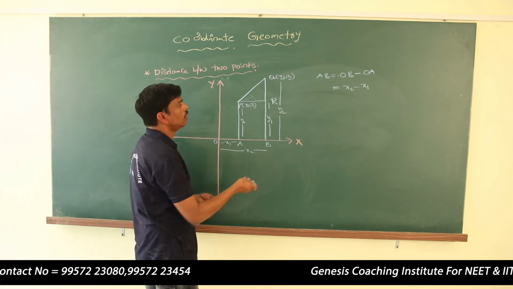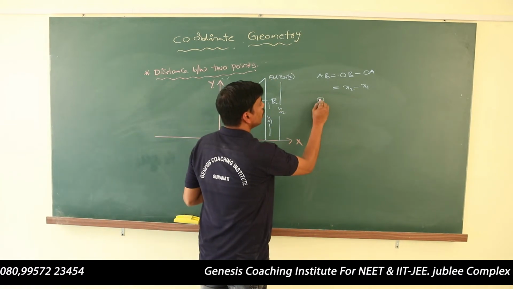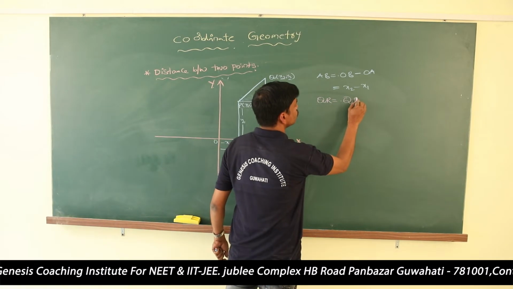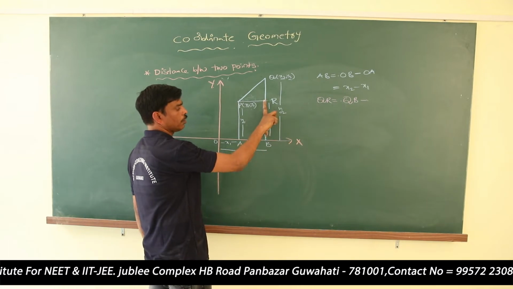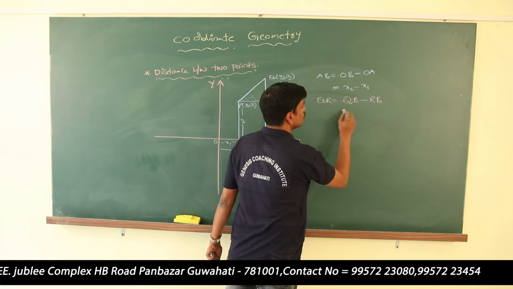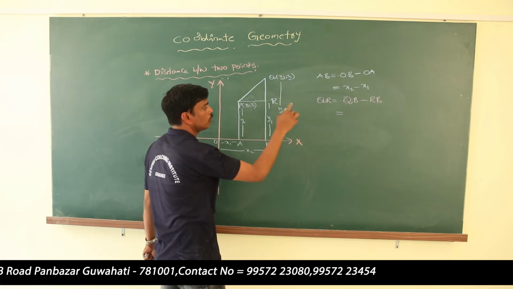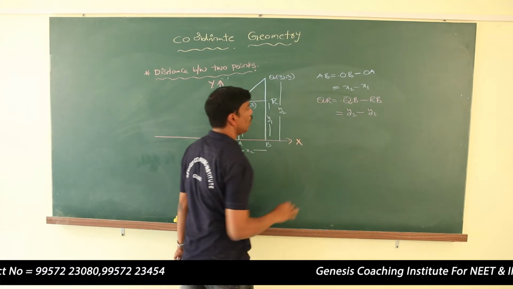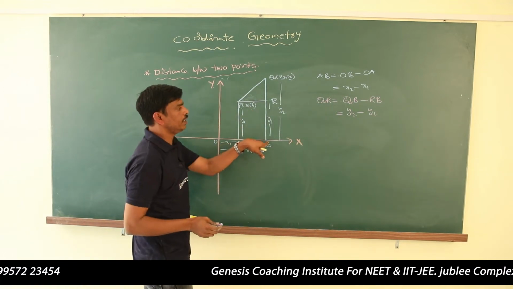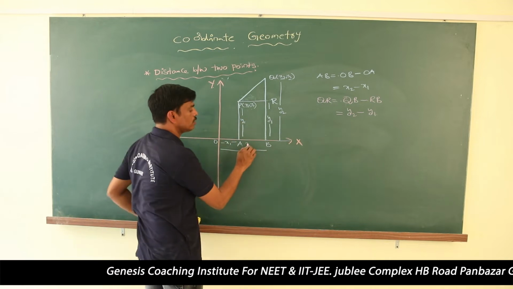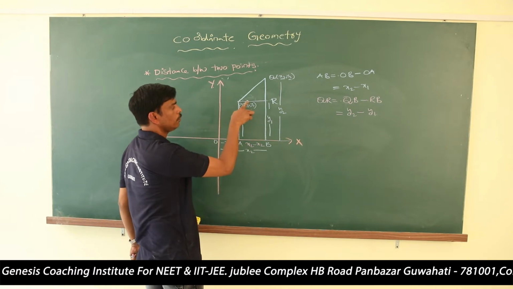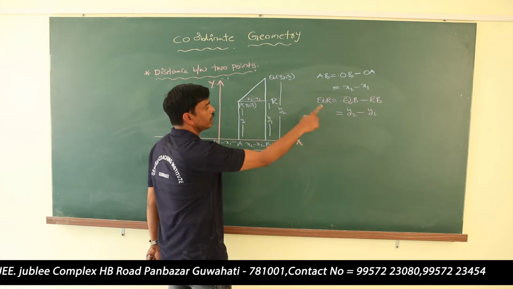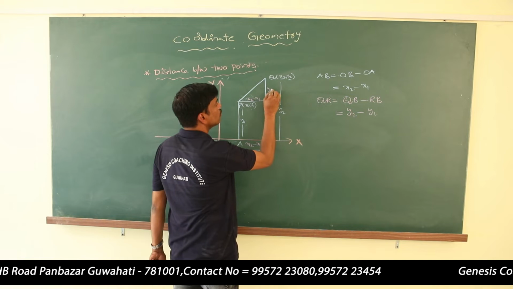Next I want the QR distance. So QR equals the total distance, that is QB, minus RB. What is QB? Total distance, that is y2, minus RB, that is y1. Now we got AB distance as x2 minus x1. So this is equal to PR distance, therefore PR is x2 minus x1. And we got QR. What is QR here? y2 minus y1.